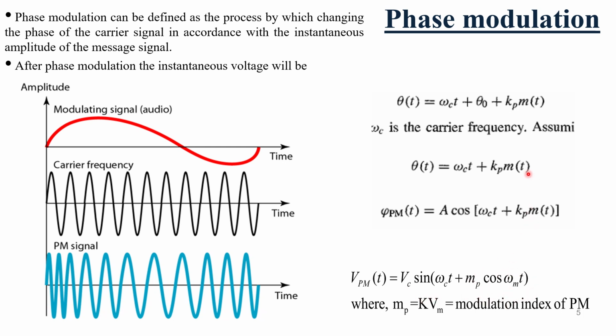If you remember, in frequency modulation there was an integration, like kf and the integral of mt, right? Here there is no integration. Why integration over there? Because in that case we are changing the frequency, but here we are not changing the frequency, we are simply changing the angle. That is why there is no integration at all in the phase modulation signal. So this difference you should remember.